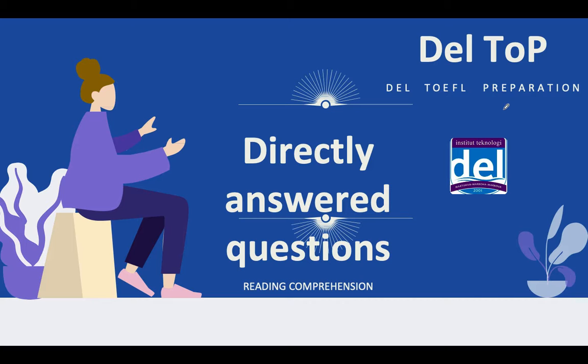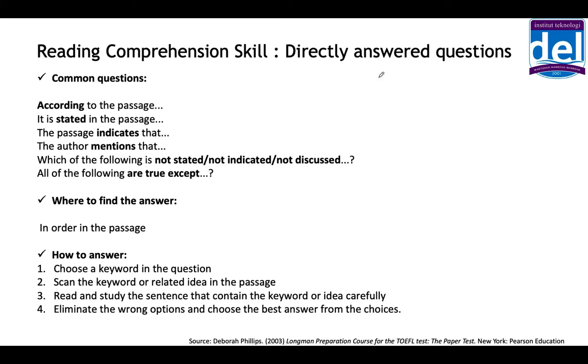In this video, we'll be discussing another common type of question in reading comprehension, and we call it directly answered questions. Directly answered questions refer to the questions in which the answers are explicitly stated or indicated in the passage. It means that to find the answer to this type of question, we don't have to make inferences or draw conclusions on the statements that are stated in the passage.